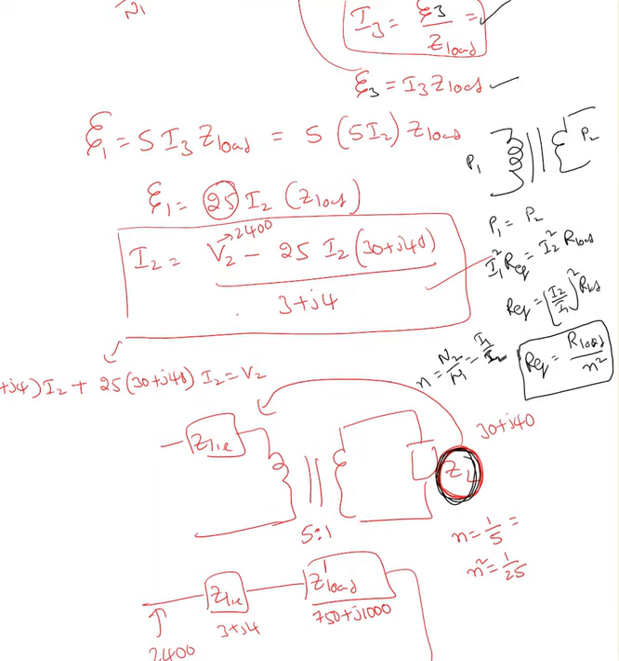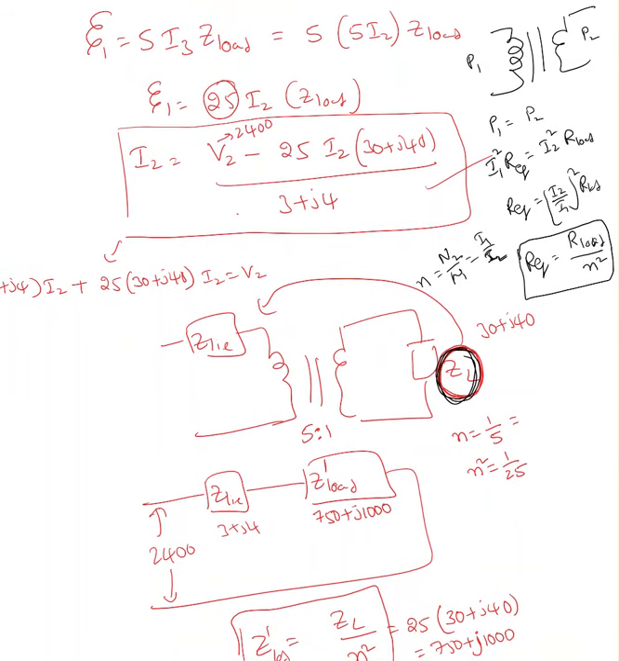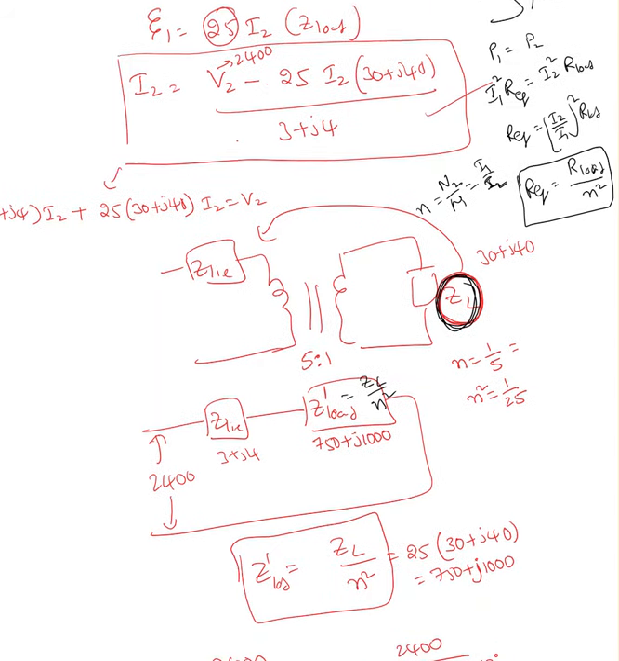So when I transfer this to the primary side, my N here is 1 over 5. N square is nothing but 1 over 25. So this Z load is nothing but ZL over N square. So N square is nothing but 1 over 25. Multiply with 25, you will end up with 750 plus J 1000.